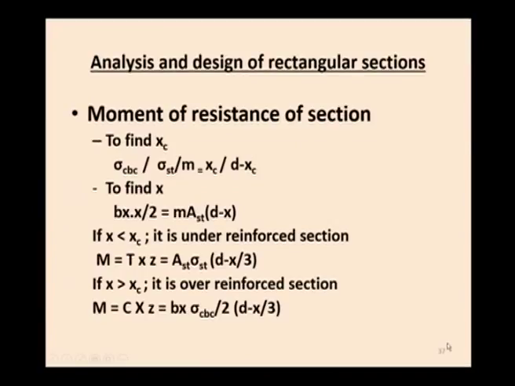This is the expression we have derived, that is the moment of resistance of the section. To find the moment of resistance, we first derive the expression for the critical depth of neutral axis, xc, and the actual depth of neutral axis of the section. Then by comparing these two, we finalize our section. If x is less than xc, it is an under reinforced section. Then the moment of resistance of the section is T into Z, that is Ast into sigma st into (d minus x by 3). And if x is greater than xc, it is concluded as an over reinforced section. So, C into Z is equal to b x sigma cbc by 2 into (d minus x by 3).